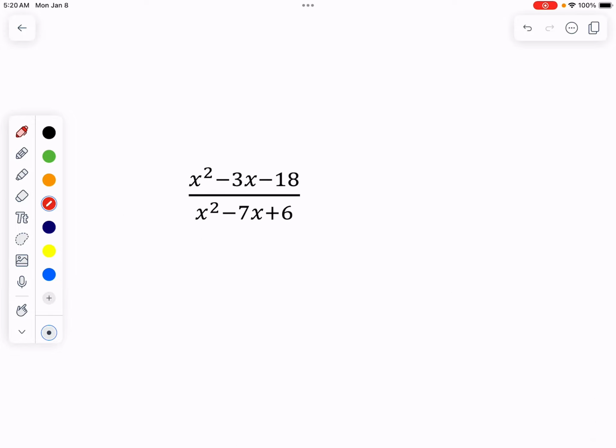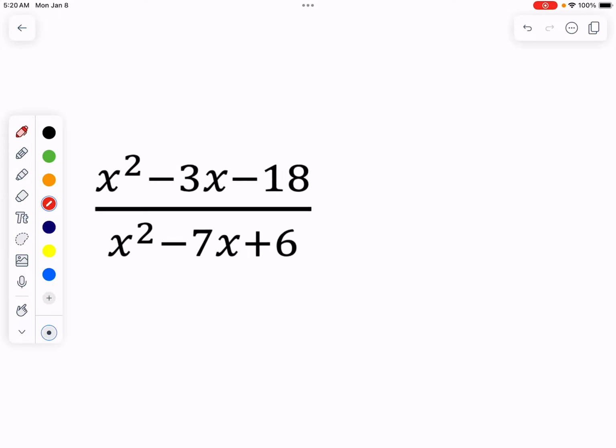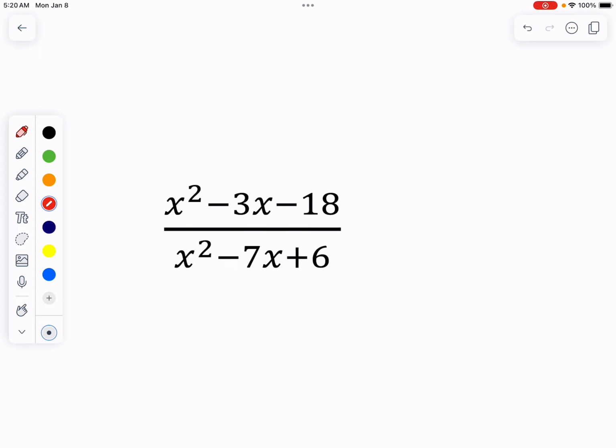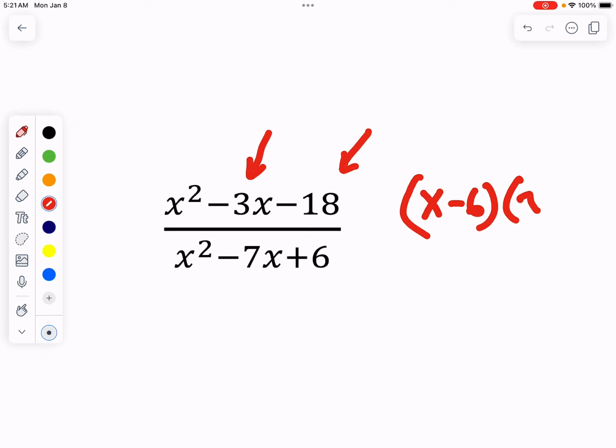Okay, this is factoring like we're more used to. When we're factoring trinomials, quadratic trinomials, look at the last number. What do we multiply to get that? That adds up to the middle. So we're going to factor the top, then we'll factor the bottom, then we'll look for common factors. So what do we multiply to get 18 that adds up to -3? Let's see, 6 and 3. On the bottom, what do we multiply to get 6 that adds up to -7? 6 and 1.